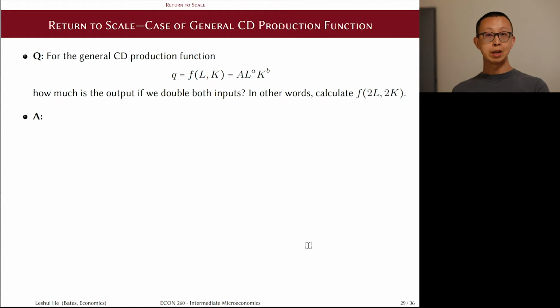So the graphs are quite intuitive, but how would these properties look algebraically when we have a general Cobb-Douglas production function? Here, the production function takes a Cobb-Douglas form with the total factor productivity A in front and with powers on labor and capital being little a and little b. Now let's try to calculate the output we will get when we double the inputs.